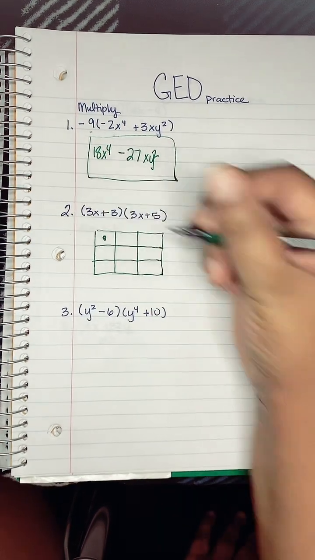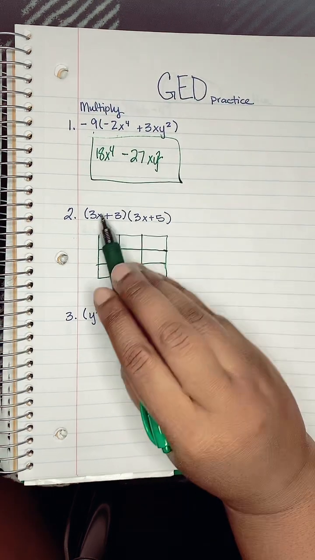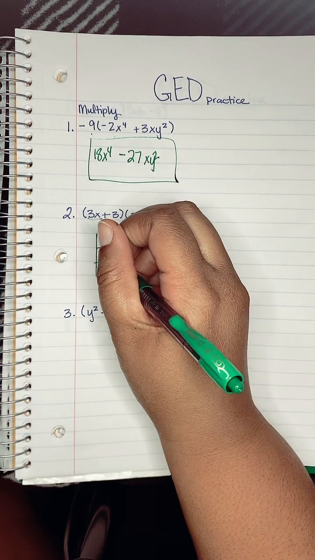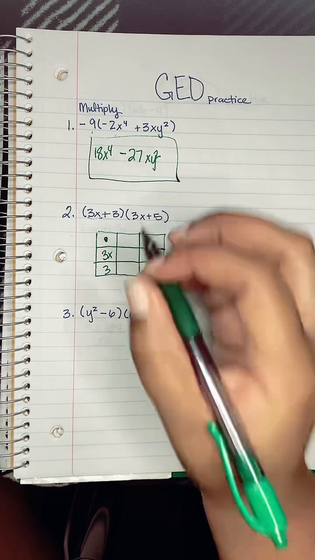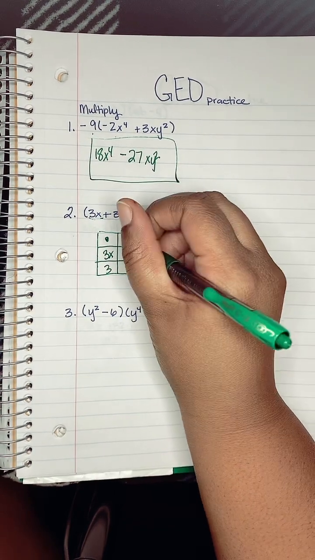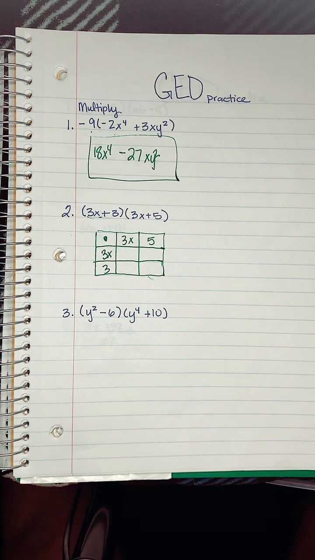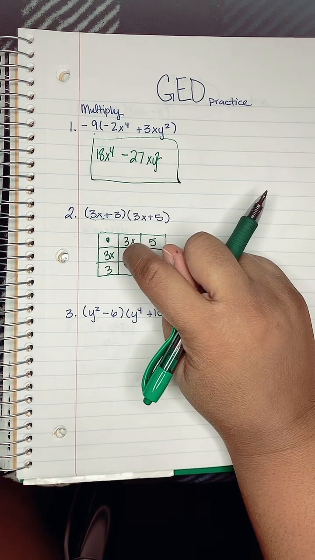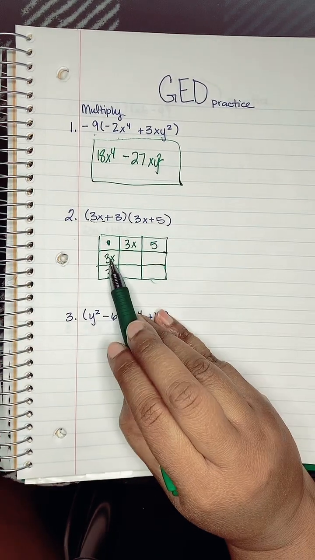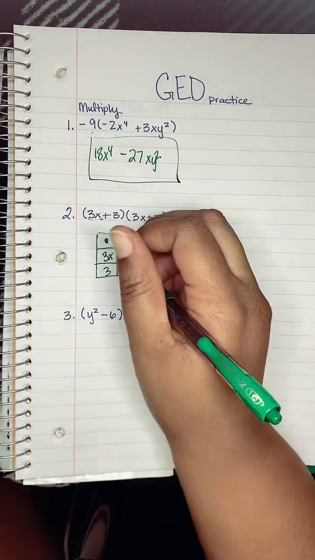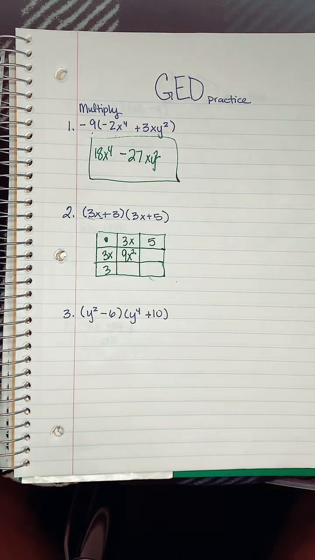So this is times. Think about that old school multiplication chart when you were in elementary school. You would write this first binomial, 3x and then the 3, would go here. And then this binomial would go up top, 3x and a 5. And then how you figure out this box is you would multiply these two together. So 3x times 3x gets us 9x squared.